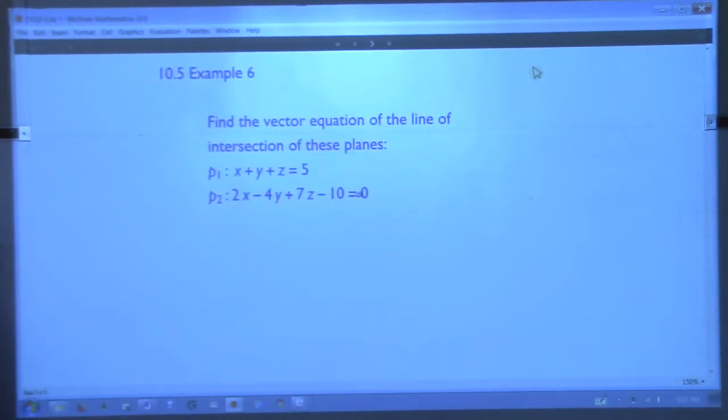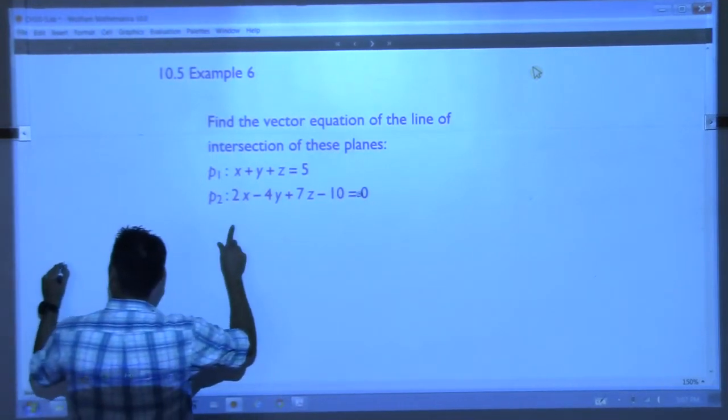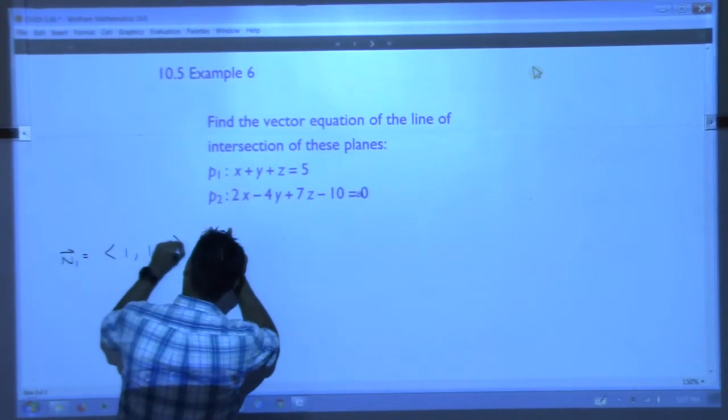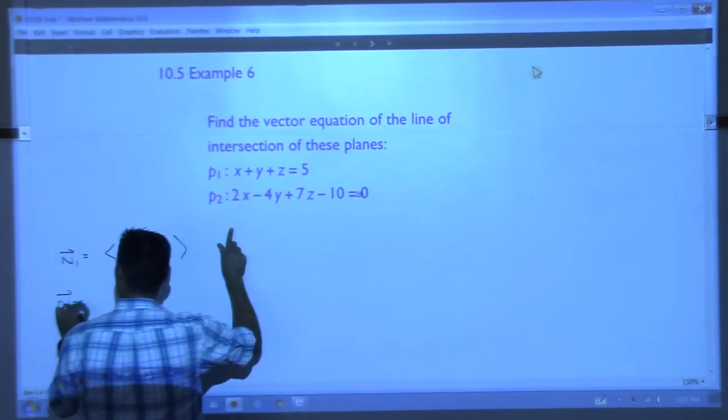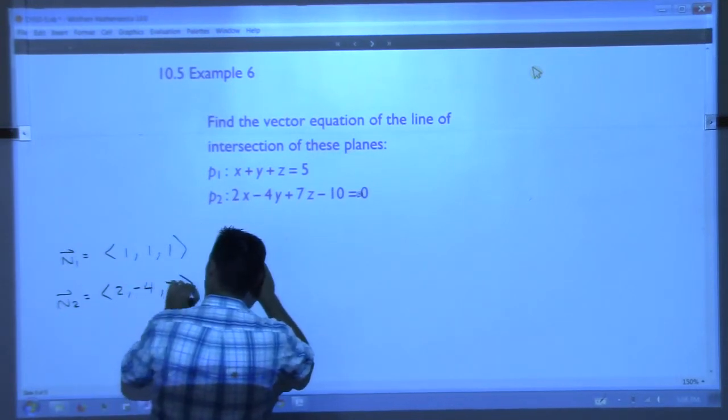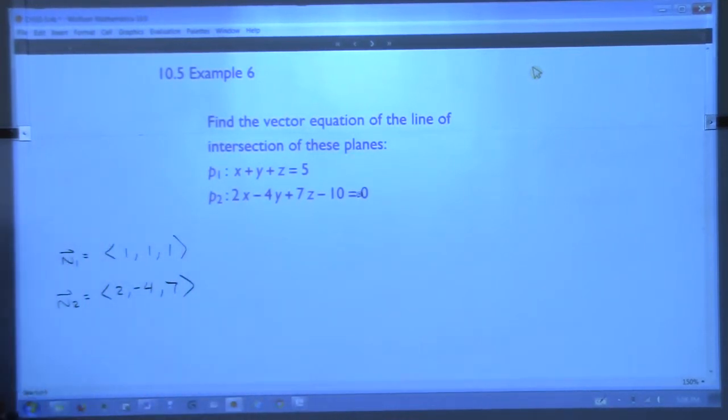So find the vector equation of the line of intersection of these two planes. Those are the same two planes we were just messing with, right? So let's find the vector equation of the line of intersection. I'm going to take the normal of the first one, which was 1, 1, 1, and the normal of the second one, which was 2, negative 4, 7. And I'm going to cross the two.